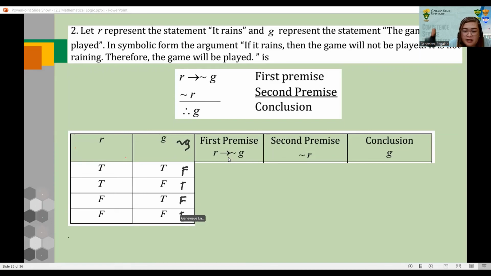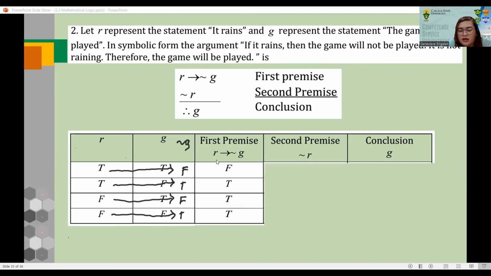Okay, so first premise, R implies not G. True implies false is false. False implies, when they are not the same, we look at the conclusion. True implies true is true. False implies false is true. False implies true is true. Okay. The second premise is not R.